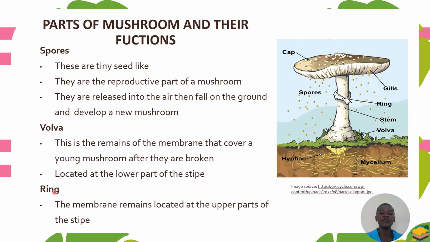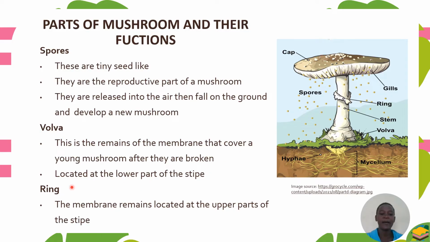Then we have the ring. The ring is also a membrane, and this membrane is located at the upper part of the stipe. So we have two membranes. We have the membrane at the lower part of the stem, and we also have the membrane at the upper part of the stem. The membrane at the lower part of the stem is the vulva, and the membrane at the upper part of the stem is the ring.